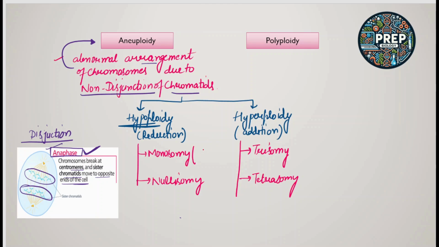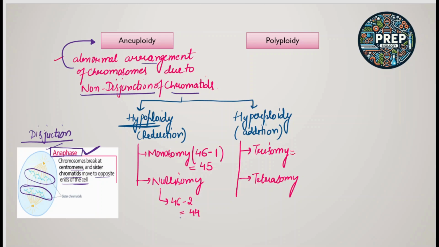Monosomy: hypo means reduction, so one chromosome is reduced from the chromosomal set of the organism, and that is called the monosomy. In this condition, if the individual has 46 chromosomes, one chromosome is reduced and only 45 chromosomes are there. Nullisomy is when loss of a pair of chromosomes takes place, so 44 chromosomes are there. This individual does not survive because a loss of one pair of chromosomes has taken place. These two classifications are under hypoploidy. Now hyperploidy, the addition of chromosomes.